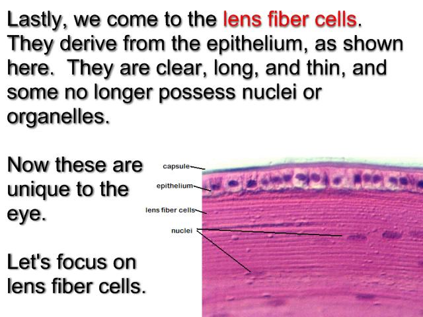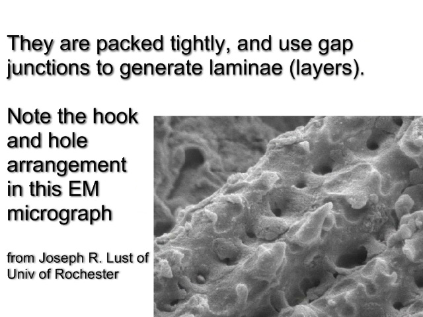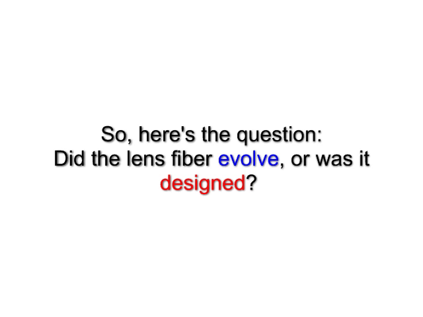Let's focus on lens fiber cells. They are packed tightly and use gap junctions to generate lamina, or layers. Note the hook and hole arrangement in this EM micrograph. So here's the question. Did the lens fiber evolve, or was it designed?